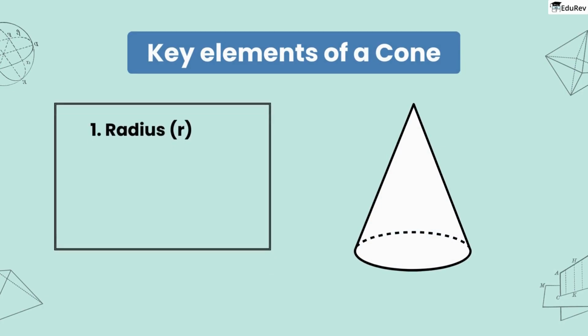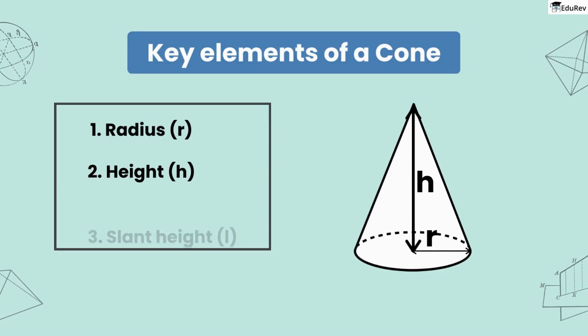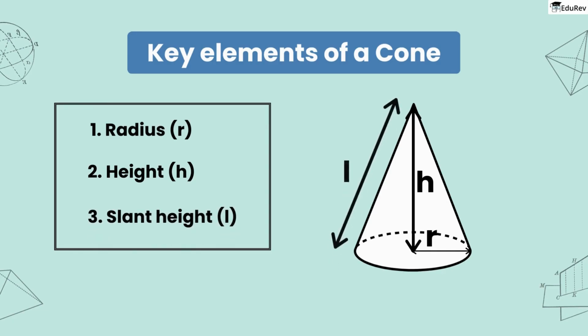First, radius r, which is the distance from the center of the base circle to any point on the circle. Second, height h, which is the distance from the vertex to the center of the base circle, measured along the perpendicular line. Third, slant height l, which is the distance from the vertex to any point on the base circle, measured along the slant edge of the cone.